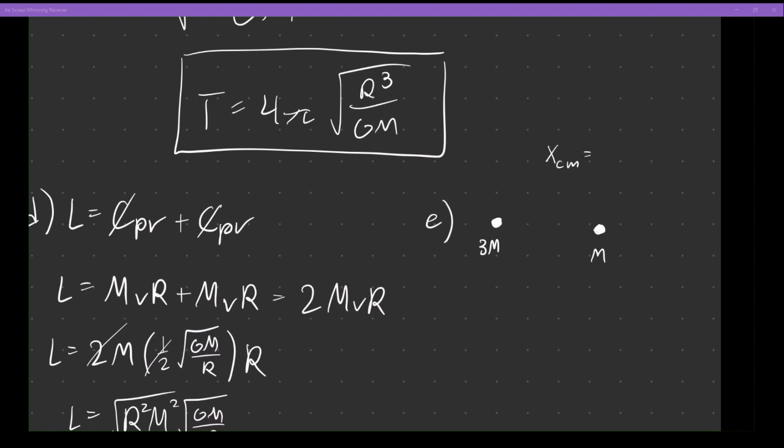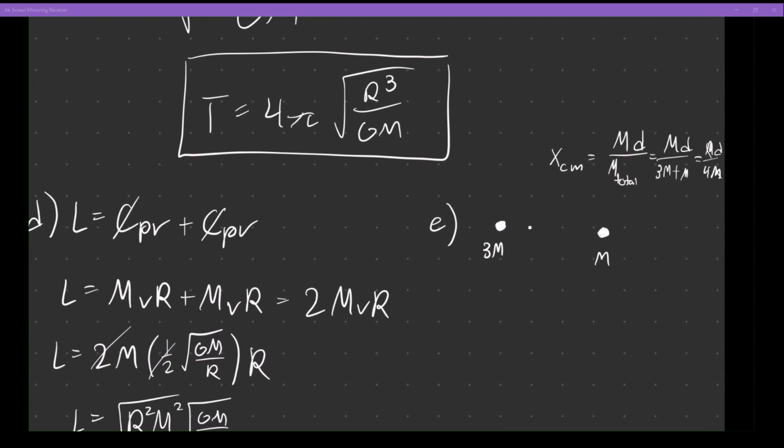So I'm gonna do it from the 3m because it's a little bit easier. So I'm gonna say md over m total. So it's just md over 3m plus m, so md over 4m. So d over 4. So xm is d over 4 from here. So I'm gonna say that's about like right there, which is a fourth of the distance away.